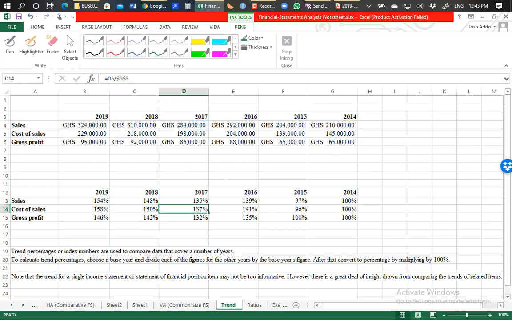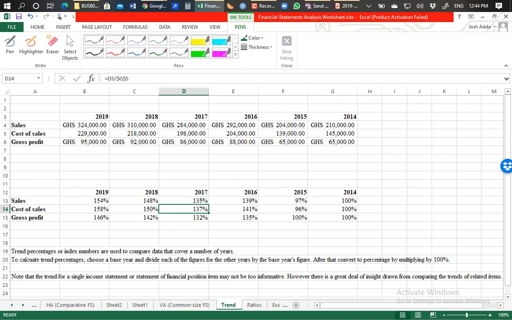So we have calculated the trend percentages. And then we will see that from 2014 across 2015 to 2019, the sales trend has been an increment. It is on an increasing trend.